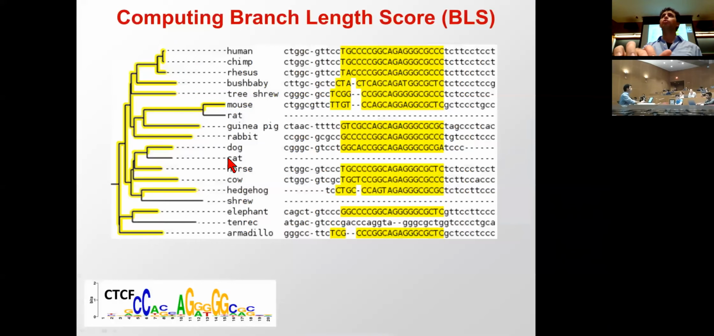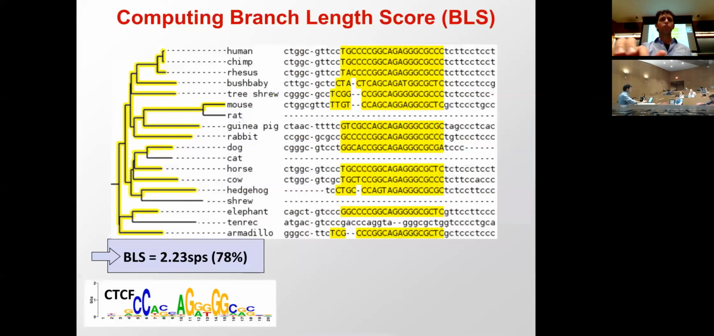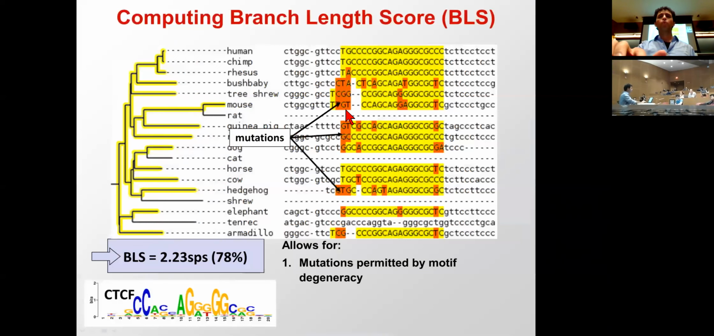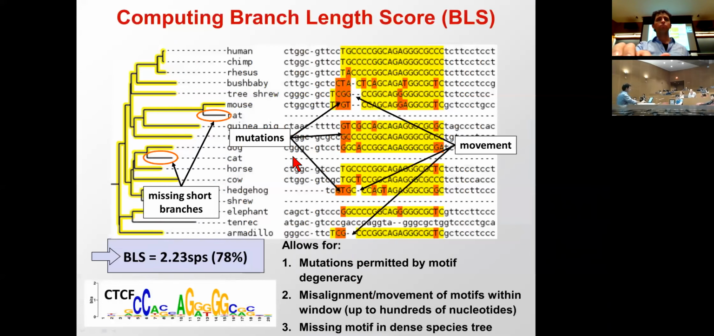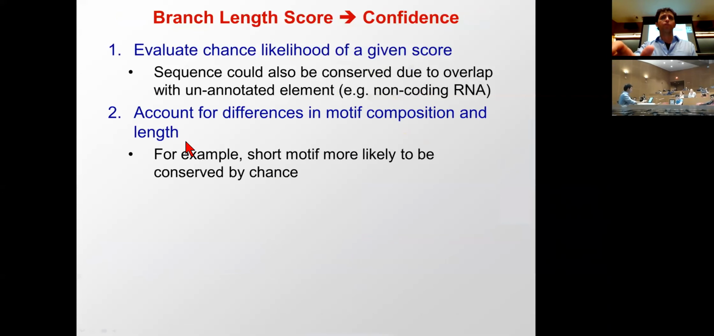And that we're going to now transform into a measure of significance. So we're going to measure the branch length score, simply adding up all the branches over which it's conserved. And then we're going to be allowing for mutations that preserve the sequence, and we're going to be allowing for movement of the motif. And if there's some small branches that are missing, it's not a problem. That's going to be accounted for.